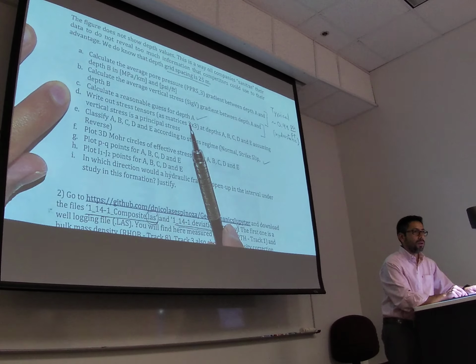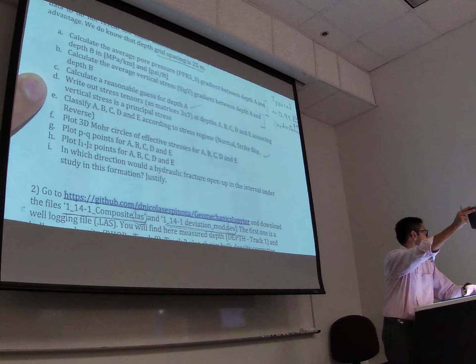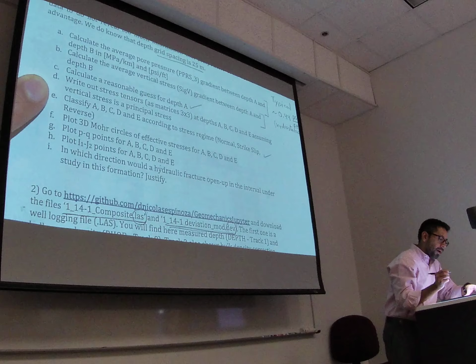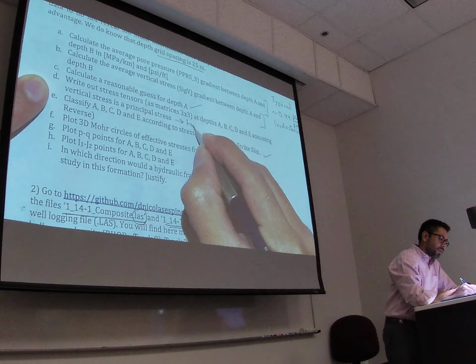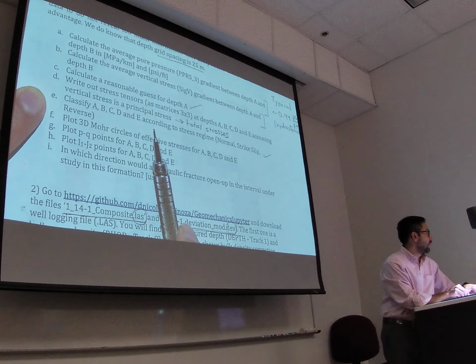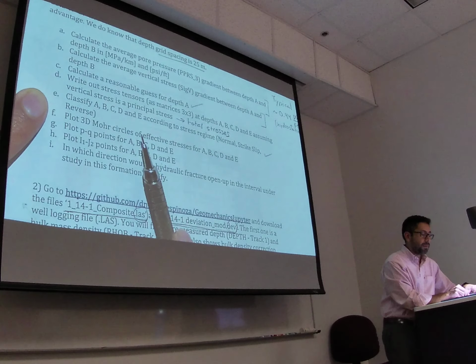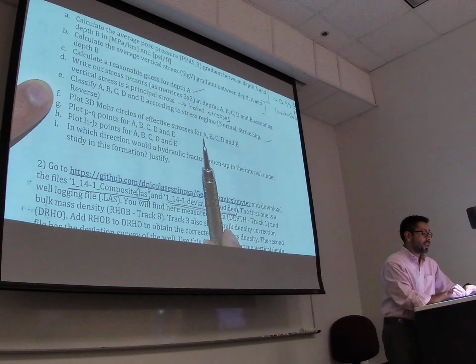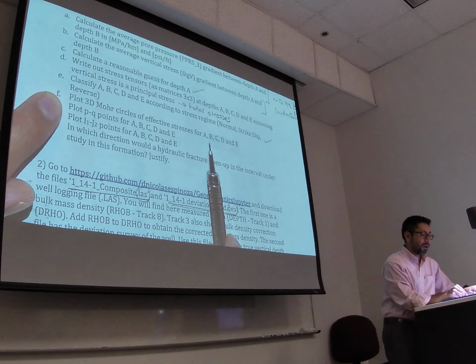We know how to write tensors now as matrices. And for this case, remember that the values I want are total stresses. If you did effective stress too, that's fine. And we talked about what the normal, strike-slip, and reverse regimes are. You will see that they are not all in the same regime at all depths. About the 3D Mohr circle, we talked about that too.